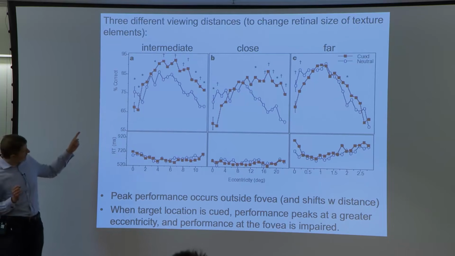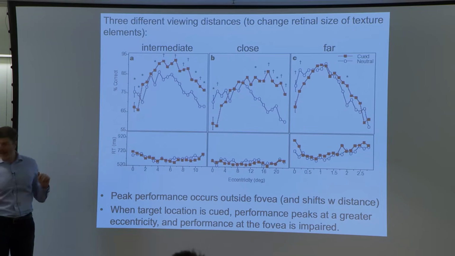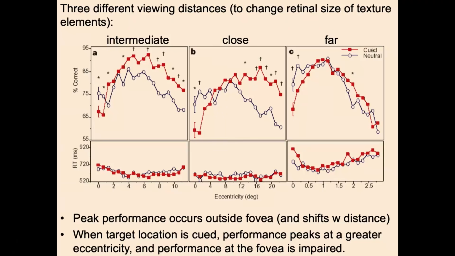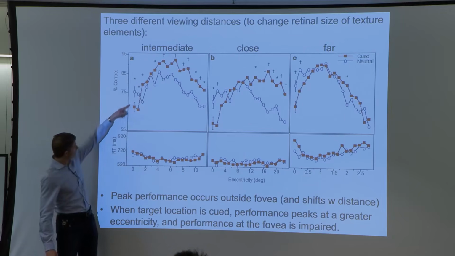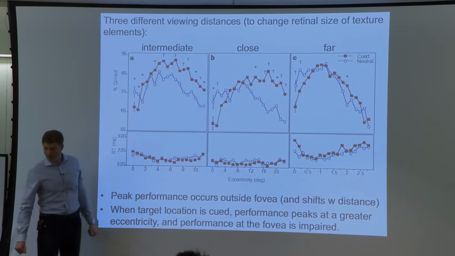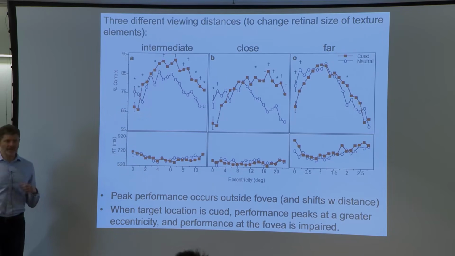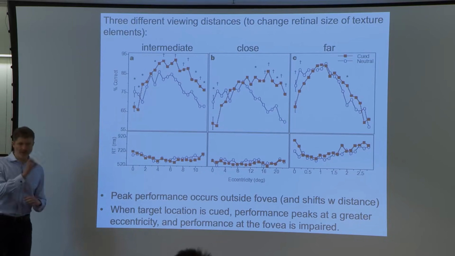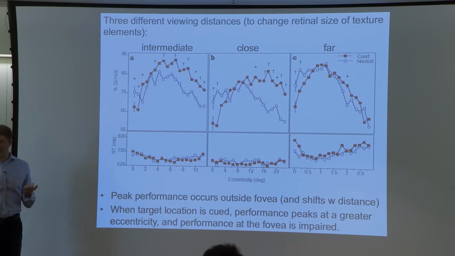Now the question is, how is that curve altered by being cued to the location of the target? That's what the red curve shows you. The red squares show you performance on this texture segregation task as a function of eccentricity when you're cued to the target's location. The first thing to note is that in this case, you're being cued to the location, and the cue makes you worse. That's pretty weird, because normally we think of attention as making you better. But this is a case where the cue pops up, and that actually impairs your performance.